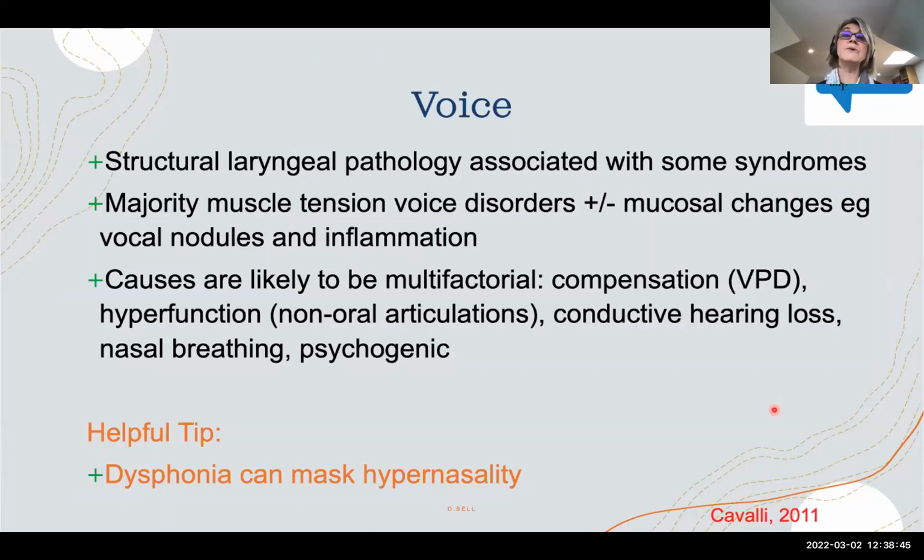Now, voice is another area that is important because it can make our perceptual assessment difficult. We heard from Trina how there are structural laryngeal pathologies associated with some syndromes. For example, in 22q, 10% have a laryngeal web. The majority, however, are muscle tension voice disorders with or without mucosal changes such as inflammation and vocal nodules. The causes of these voice disorders in this group are likely to be multifactorial, such as compensatory hyperfunction in non-oral articulation and compensation for velopharyngeal dysfunction, a conductive hearing loss and nasal breathing, and of course psychogenic aspects as well, as in other voice cases. It's one of those interacting parameters that sometimes makes the assessment of nasality very difficult, and dysphonia can really mask the degree of hypernasality.